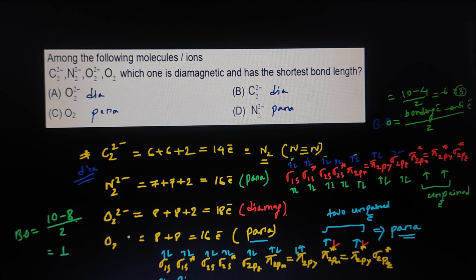So bond length is inversely related to bond order. That means it has higher bond length. But the question is asked about shortest bond length. So the shortest bond length will be the one which has higher bond order, as we know that bond order is inversely proportional to 1 by bond length. That's why the correct answer will be option B, that is C2, which is diamagnetic as well as has the shortest bond length, because it has a triple bond. Okay.